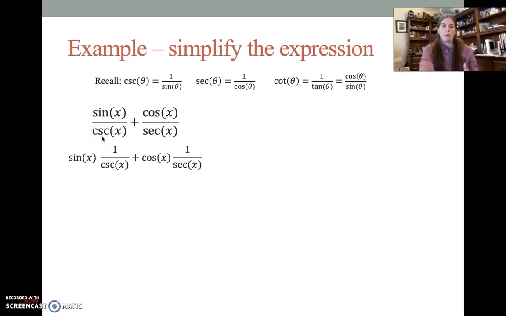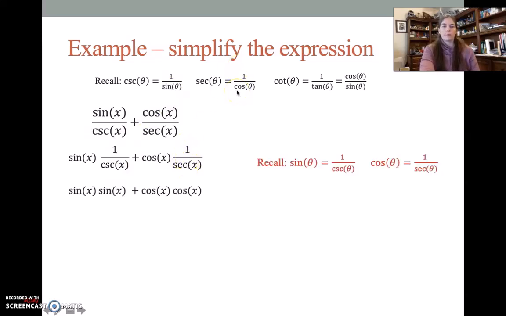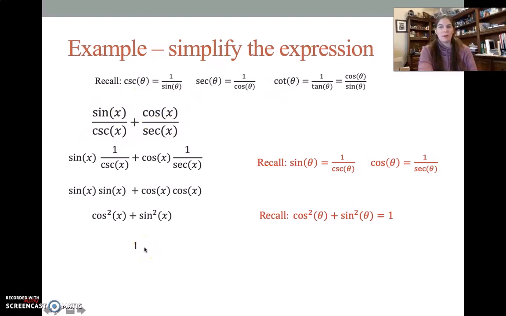Then I'm going to remember that the reciprocal of the cosecant gets me back to sine, and the reciprocal of the secant, which is what this is saying, gets me back to cosine. And so then I just have sine of x times sine of x, which is just sine squared of x, and cosine of x times cosine of x, which is cosine squared of x. But the Pythagorean identity says that really that's just 1. So this expression up here, which looks like some ugly fraction, really is just equivalent to 1, which is crazy. All right, keep going.